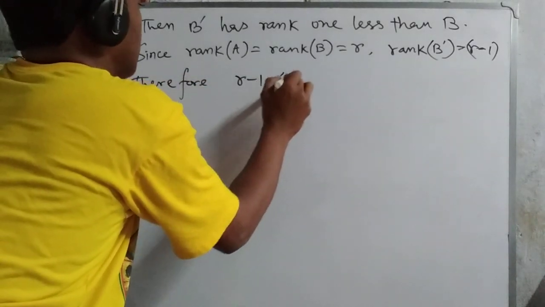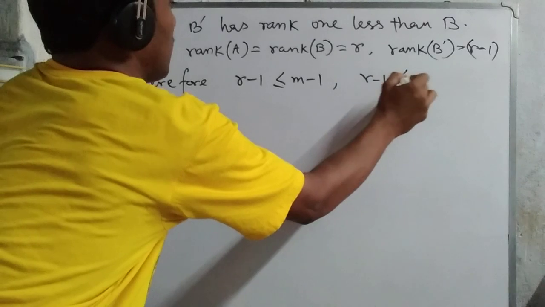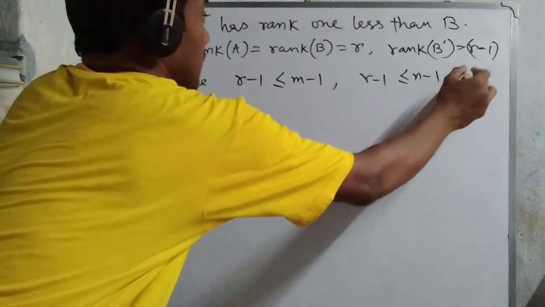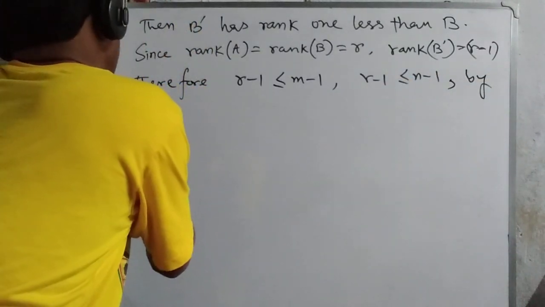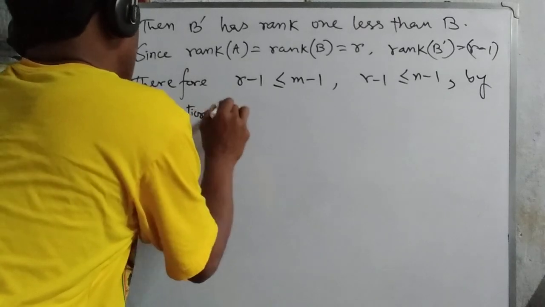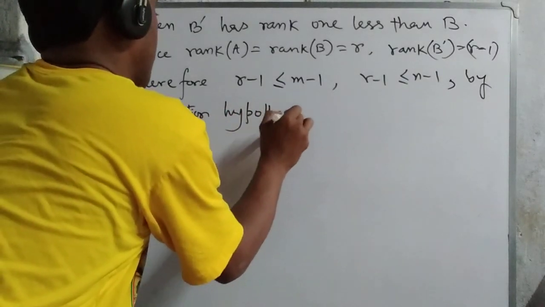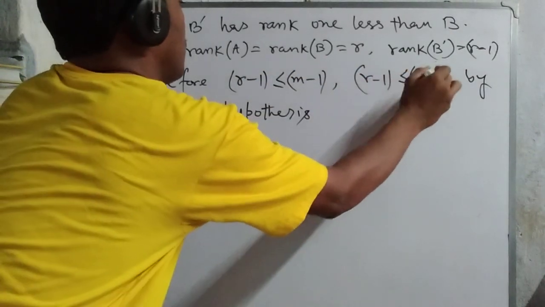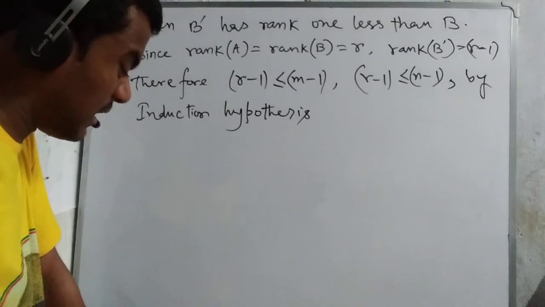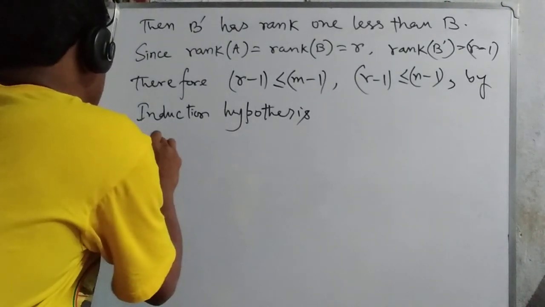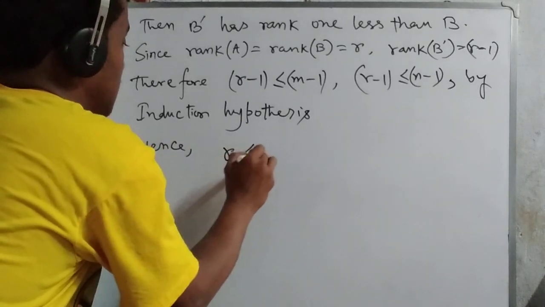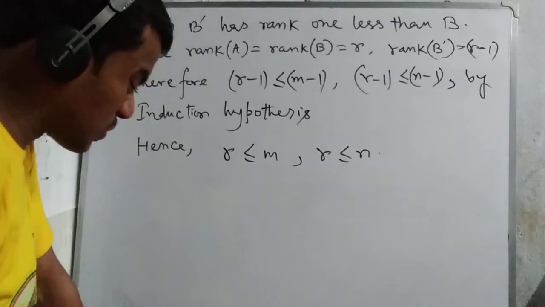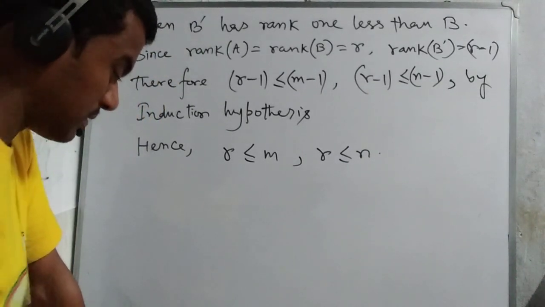Then therefore r minus 1 is less than or equal to m minus 1 and r minus 1 is less than or equal to n minus 1, by the induction hypothesis. Understood? Then obviously we get, hence, r is less than or equal to m and r is less than or equal to n.